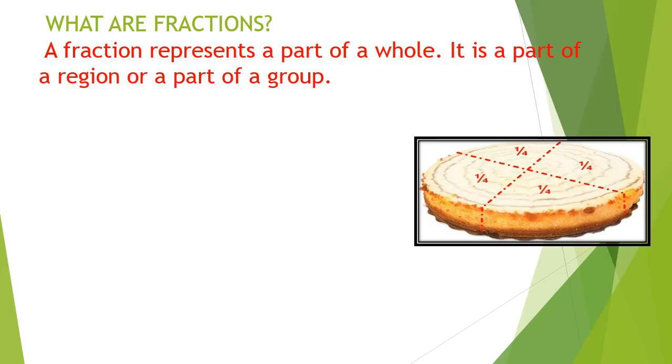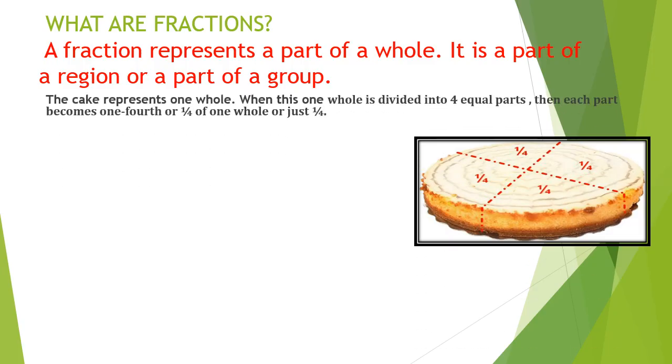Now here you see that there is a whole cake, but the cake has been divided into 4 equal parts. Then each part becomes 1/4. Suppose that you take one part out and place it on the plate, then what will you say? How much share have you got? You'll say, I got 1/4 of the cake. So it is read as 1/4. Let's see the other example over here.